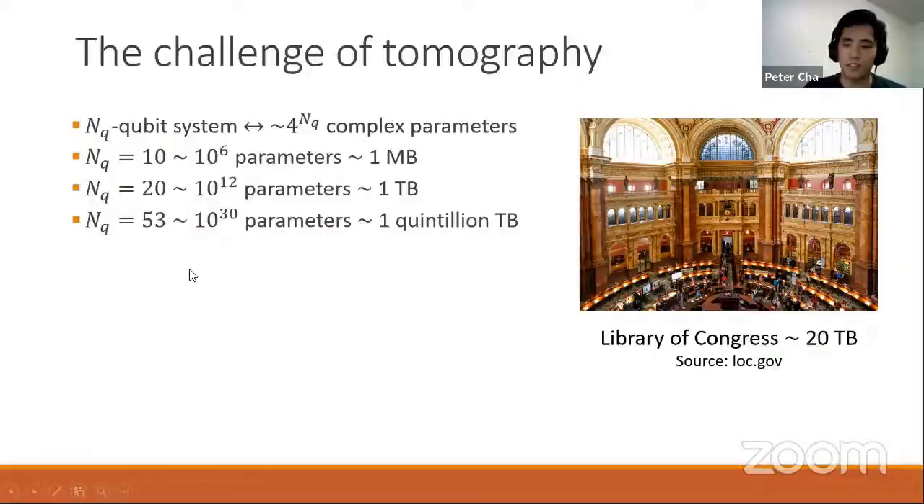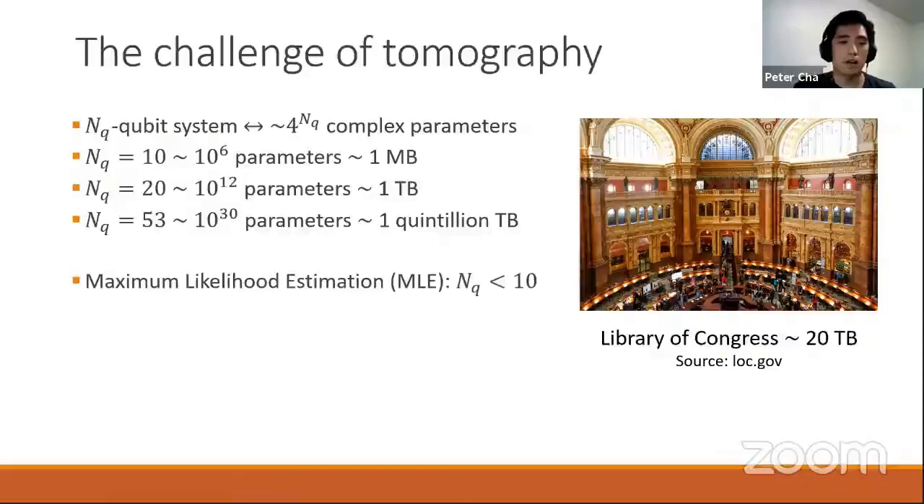So this is the primary reason why traditional methods of tomography, such as maximum likelihood estimation, while it works very well, has been limited to small system sizes, such as less than 10 qubits, because it quickly runs into the scaling issue, where the number of parameters that it has to work with and the amount of data that it needs grows exponentially in the number of qubits.